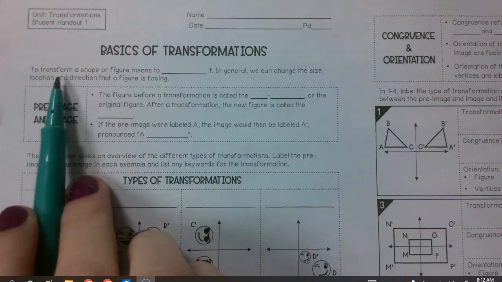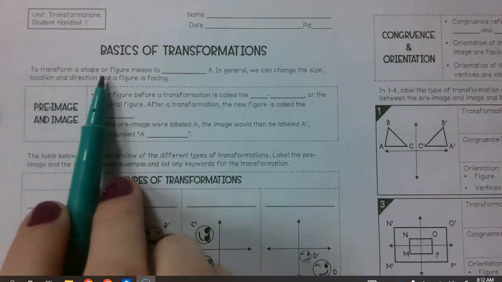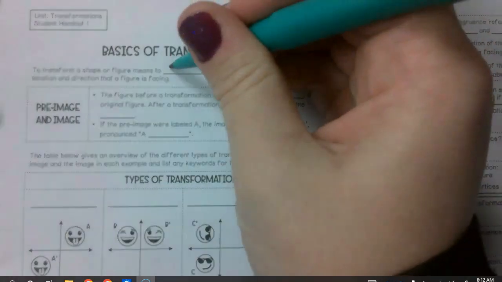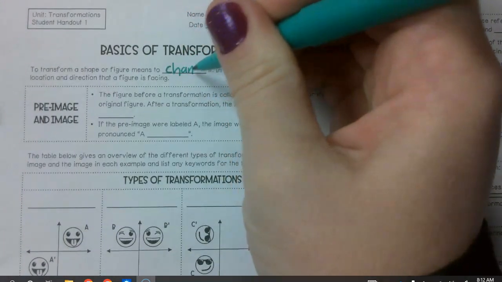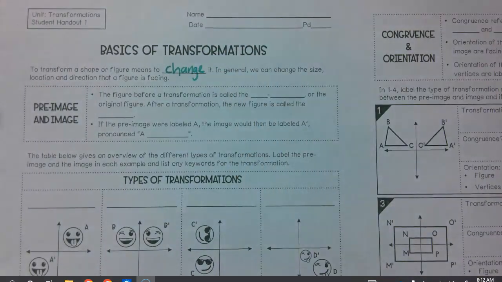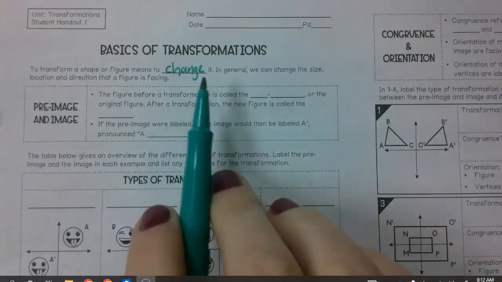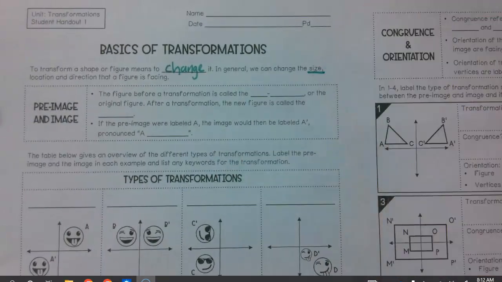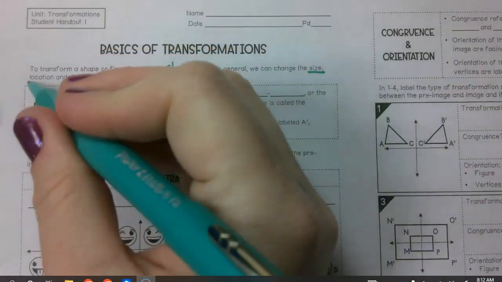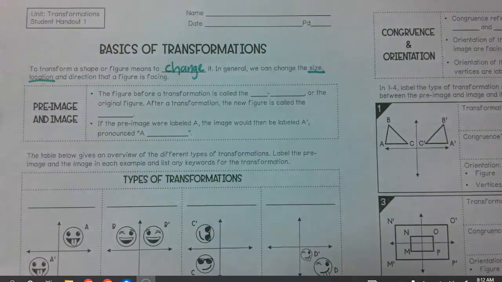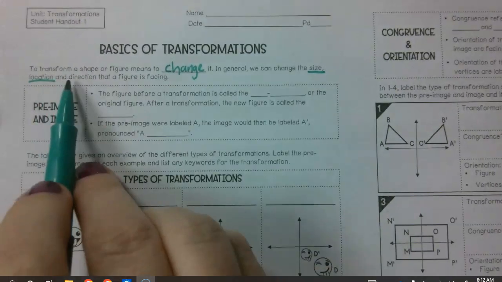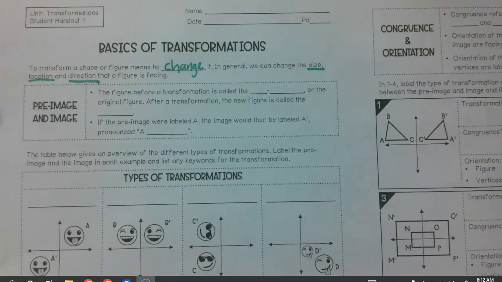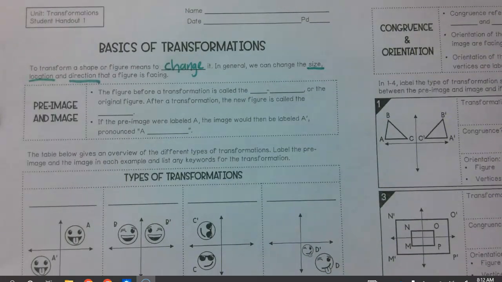To transform a shape or a figure, those are the same thing, means to change it in some way. Okay, think of the Transformers. They change shapes. In general, we can change the size of a figure. We can change its location. We can also change the direction that the figure is facing. Okay, so those are the types of changes that we can do that are called transformations.